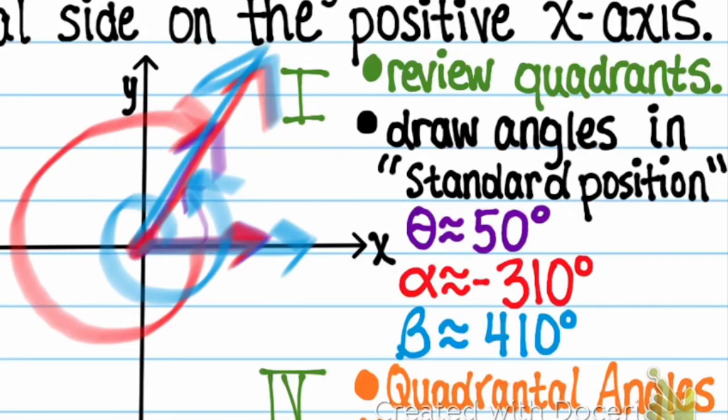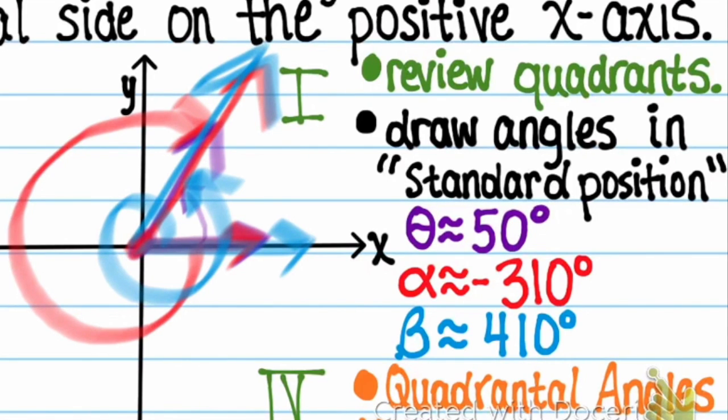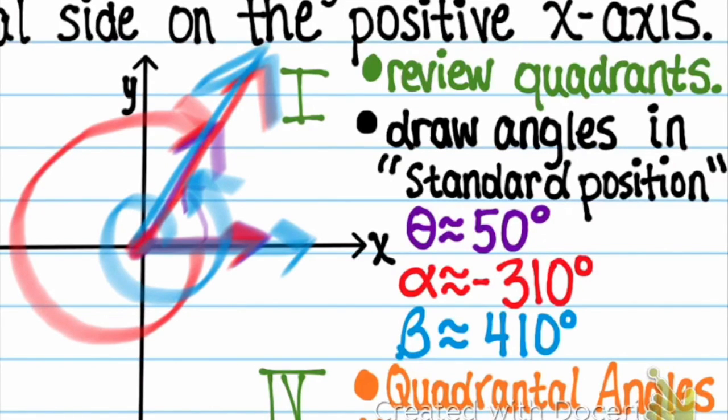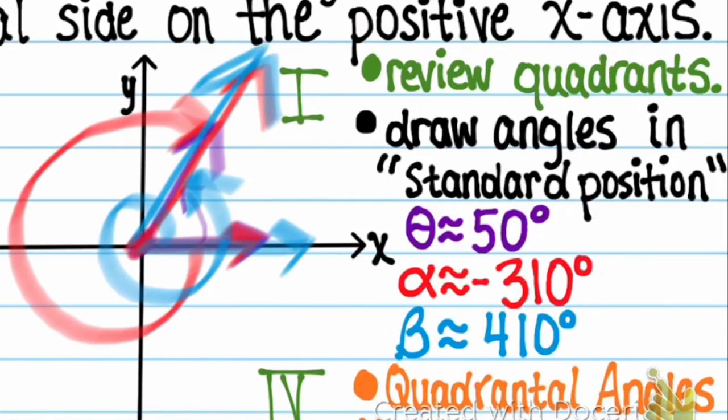How many angles will be coterminal to these three angles? There are an infinite number of coterminal angles. You can always add one more revolution in the positive direction, and you could always subtract one other revolution in the negative or clockwise direction.